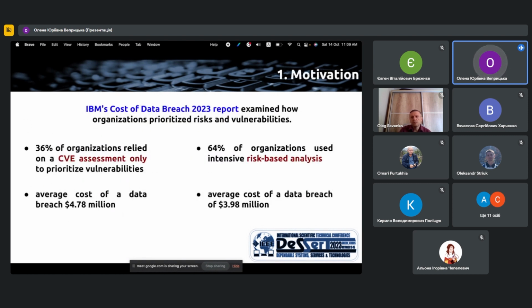So, according to IBM's Cost of a Data Breach report for this year, risk assessment remains one of the most used methods. For example, it was recorded that 36% of organizations relied only on CVSS assessment, while the other 64% use risk-based analysis. There was a big difference, approximately 18%, in cost of data breaches depending on the chosen method, which confirms the relevance of this research.